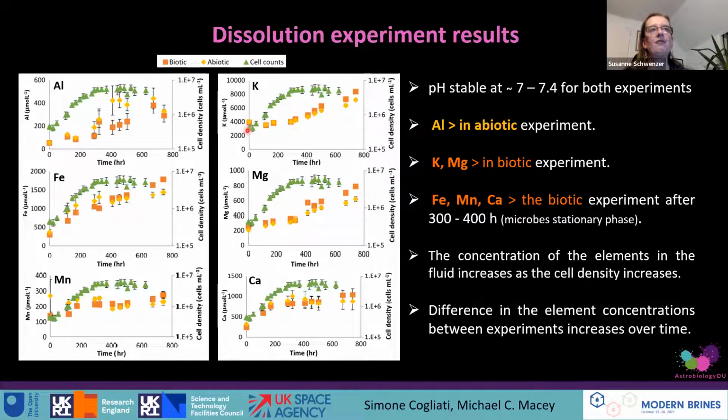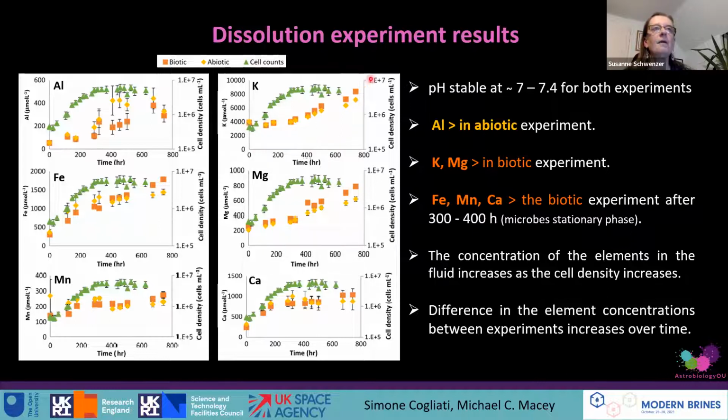You have three different things here, and I'm focusing on the potassium here. It's the time, and it's the potassium in this case in micromole per liter. Aluminium, iron, magnesium, calcium, manganese are all also available. But what you see here in green is the microbial growth curve. So you see after about 400 hours, microbial growth stalls and is fairly constant until we stop the experiment.